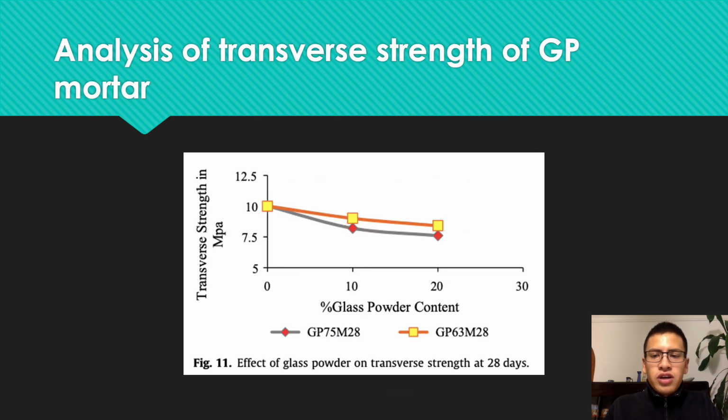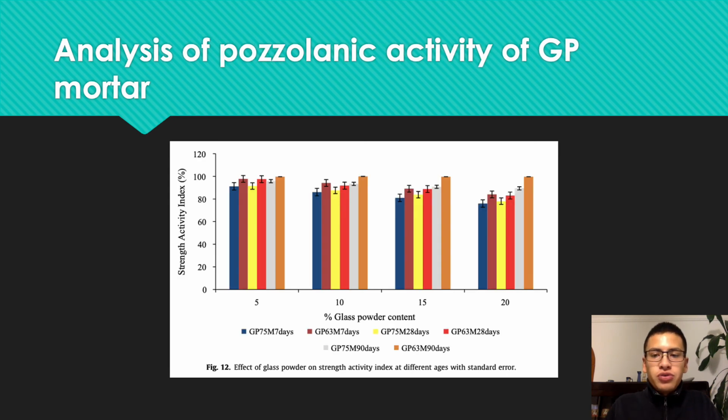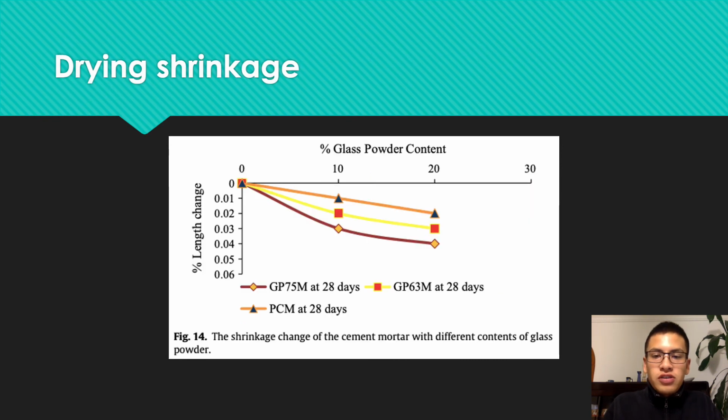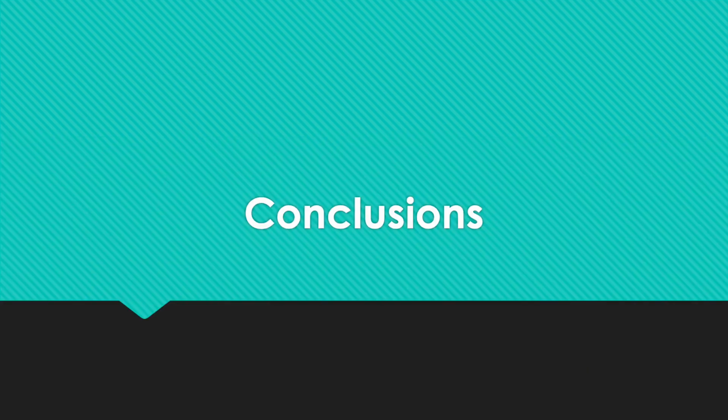This figure shows the incorporation of GP, where the TF decreases as the substitution reaches the maximum value, that is 20%. In the following figure, you can see the effect of glass dust and the strength activity index at different ages with standard error. These figures show the results of the drying shrinkage for the control and the modified mortar after 28 days.